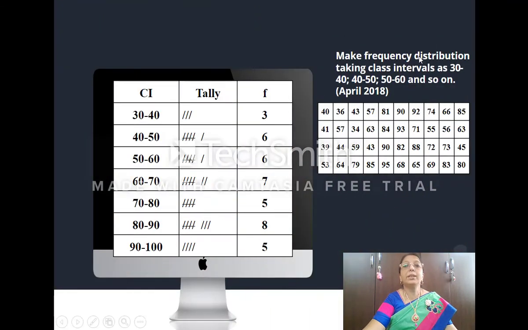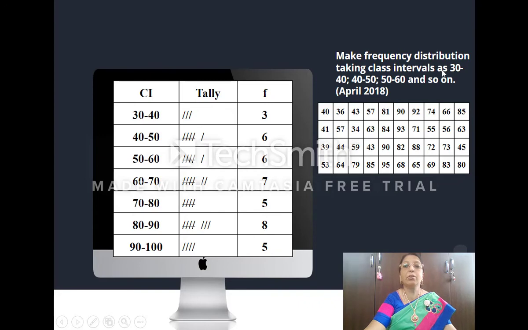Now they want us to make a frequency distribution taking class intervals as 30 to 40, 40 to 50, 50 to 60. So they themselves have given us the class interval, and we are considering the class interval which is given. So we start with 30 to 40, 40 to 50, 50 to 60, 60 to 70, 70 to 80, 80 to 90 and 90 to 100, because they have asked us to start with 30 to 40.